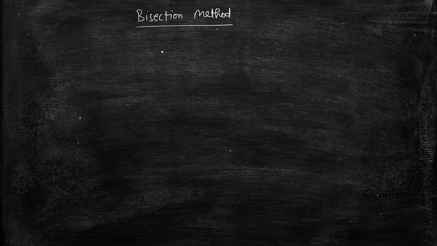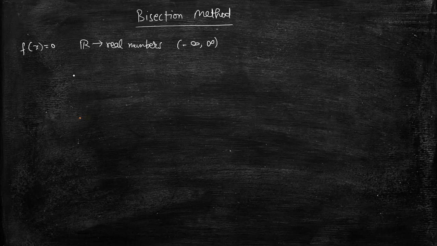So now we are going to start the bisection method. For the bisection method, we are given a function f. We have to find the roots of function f, which means we have to find x such that f(x) is equal to 0. We will assume our domain is R, where R is the real numbers, going from minus infinity to infinity on the real number line. So for a given function f, we have to find its roots.